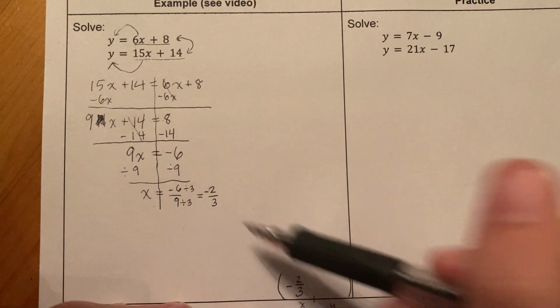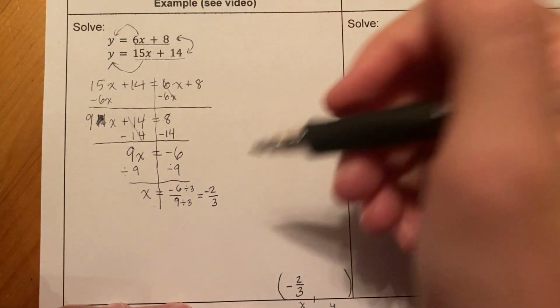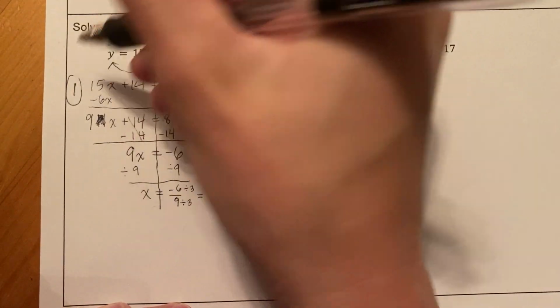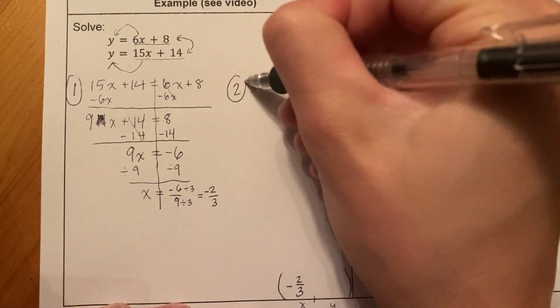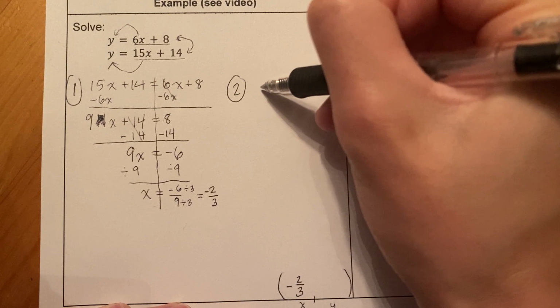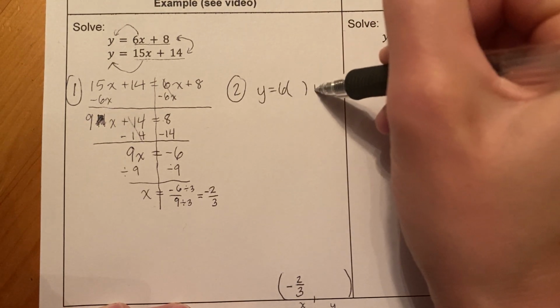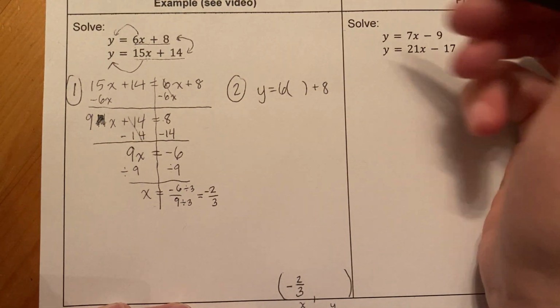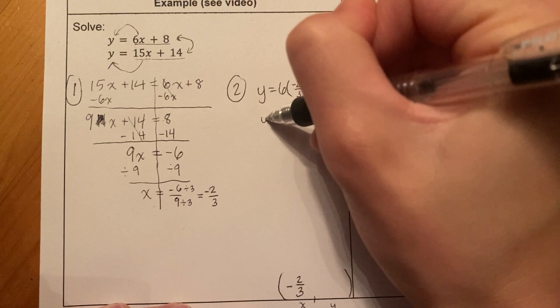Now, I'm not done because I don't have a y value. So this is my x value. This is step 1, finding my x value. Now, to find my y value, I'm going to come here and plug this x value in, right? This is 6x plus 8. What's my x value? My x value is negative 2 over 3. Okay, so now I'm going to do this math.